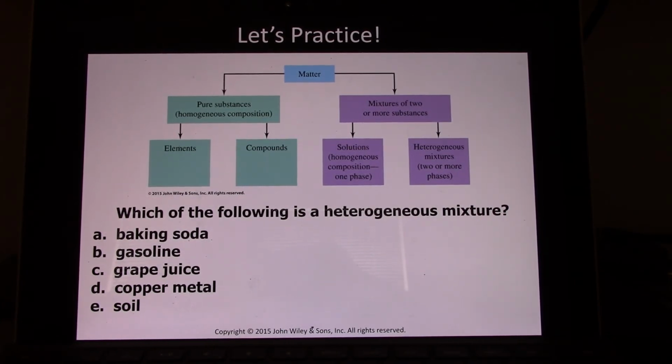Copper metal is just one pure substance. But soil is a heterogeneous mixture. Soil can be different. Depending on where you dig, you can get different types of soil, more clay, less clay. And so soil is not the same everywhere. And so soil is the answer.